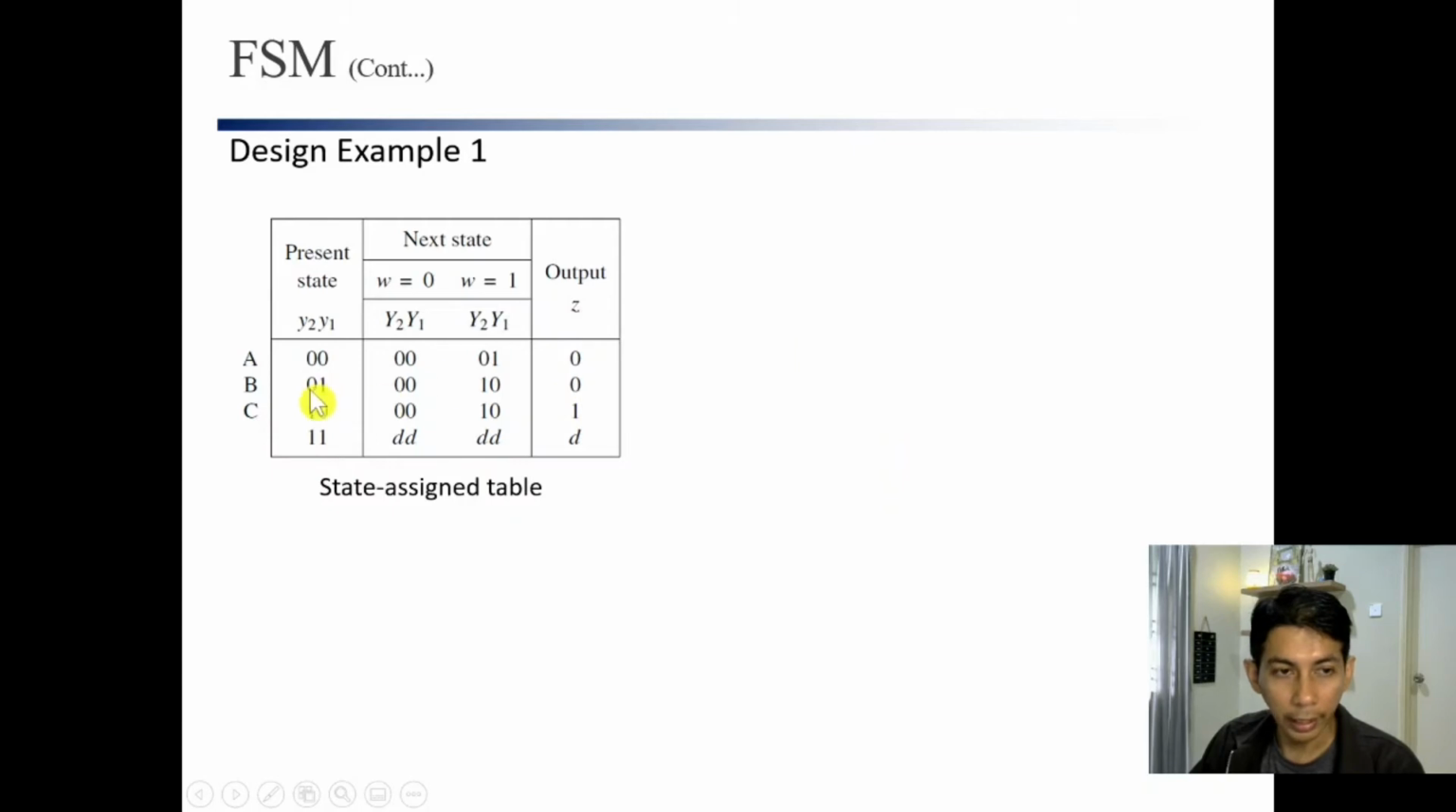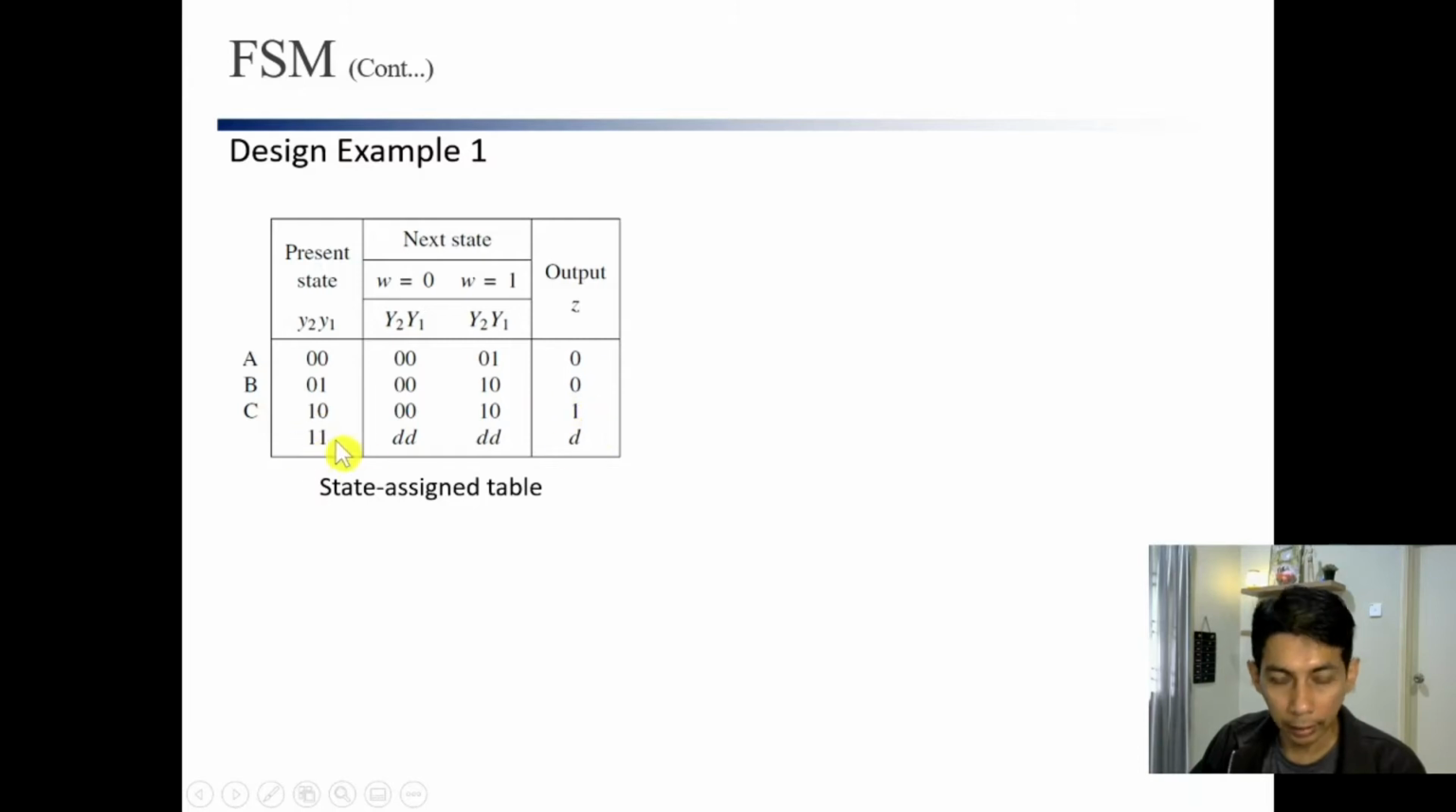Okay, and for state B, which is represented by 0 1, when W equal to 0, we go back to A, and when W equal to 1, we go to state C, and the output for state B is Z equal to 0. And for state C, when W equal to 0, we go back to A, and when W equal to 1, we remain at C. All right, and the output for state C is Z equal to 1.